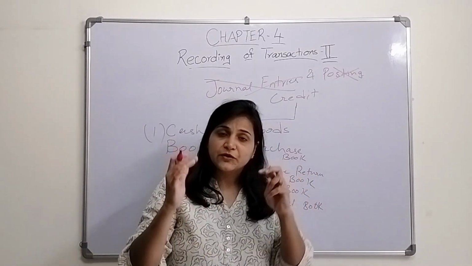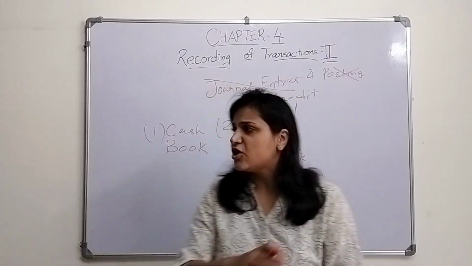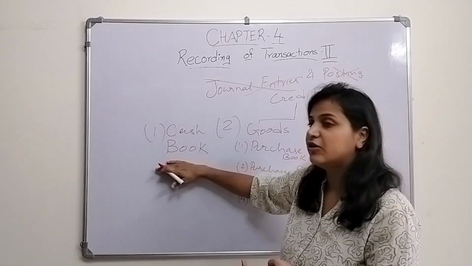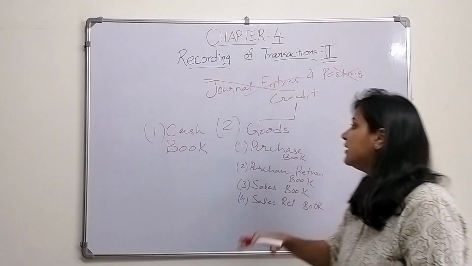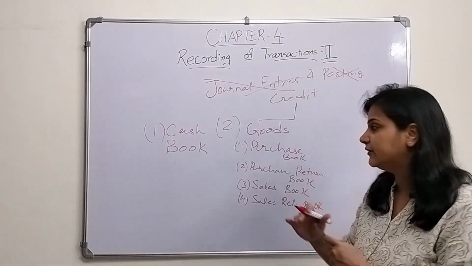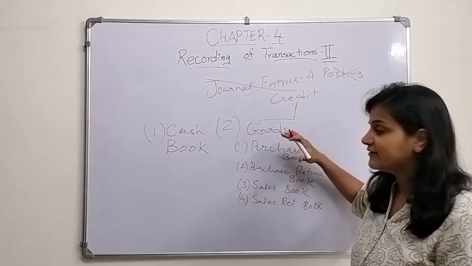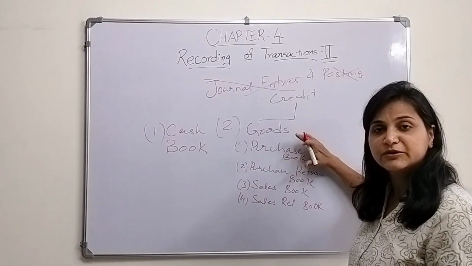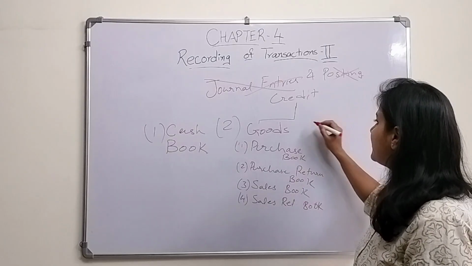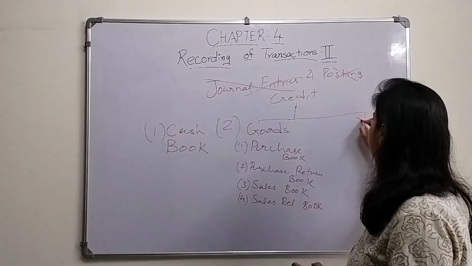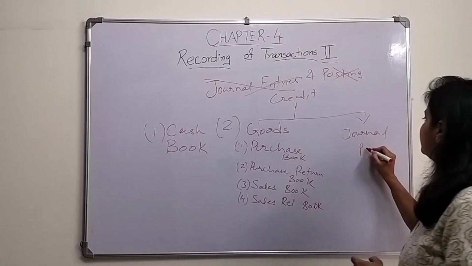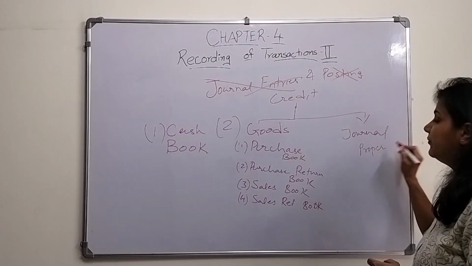Okay, so goods purchased on cash go in the cash book. We have purchased the goods on cash, we will record it in our cash book. But goods which are being purchased or sold on credit, for those transactions we are going to record them in the purchase book, purchase return book, sales book, and sales return book. And for all other transactions we will pass journal entries, which is called journal proper.